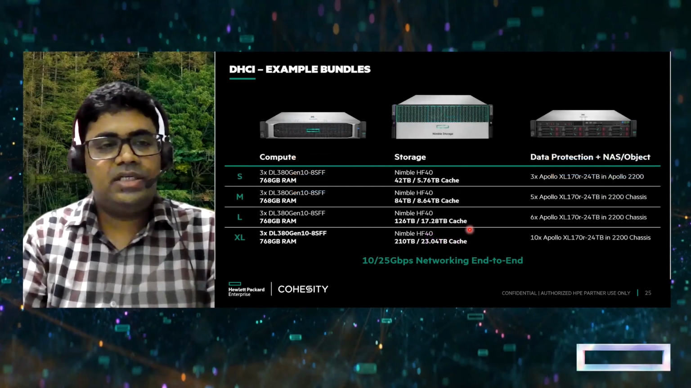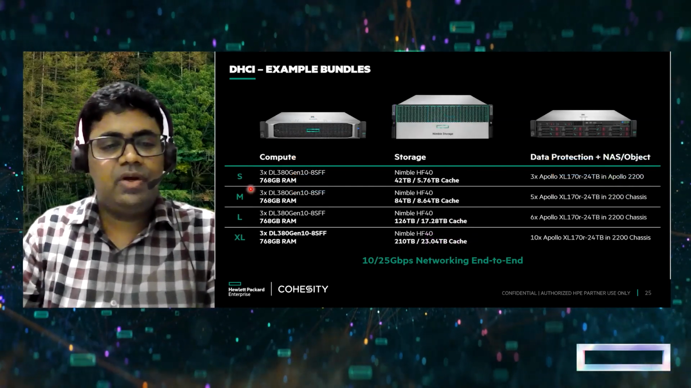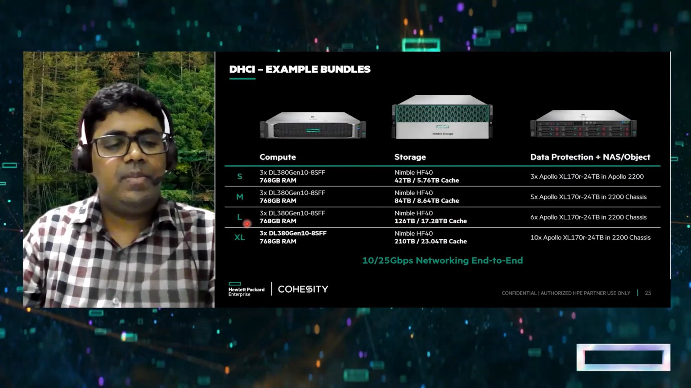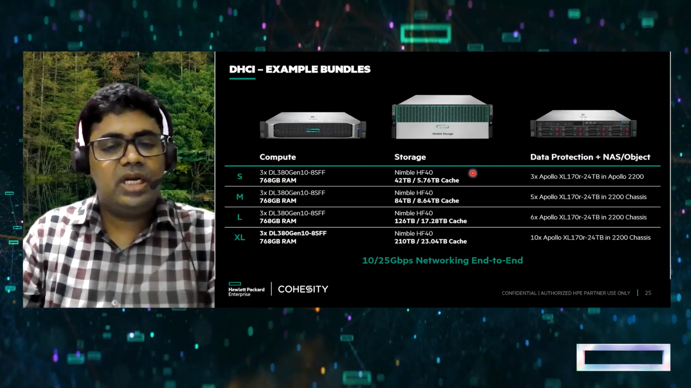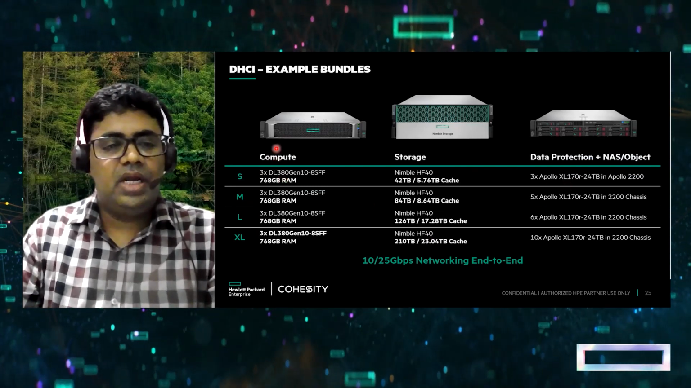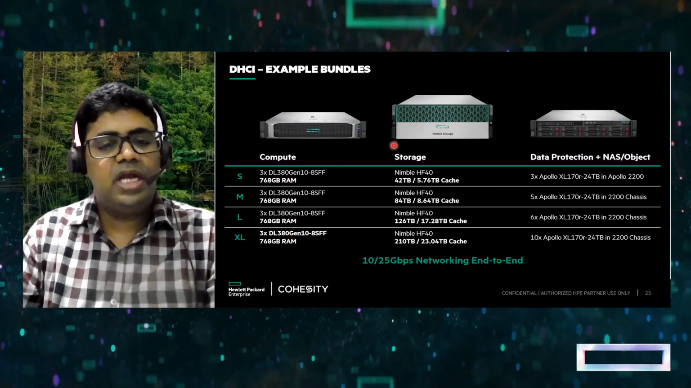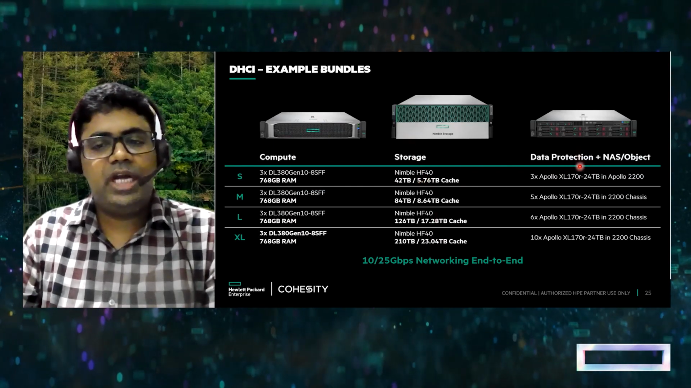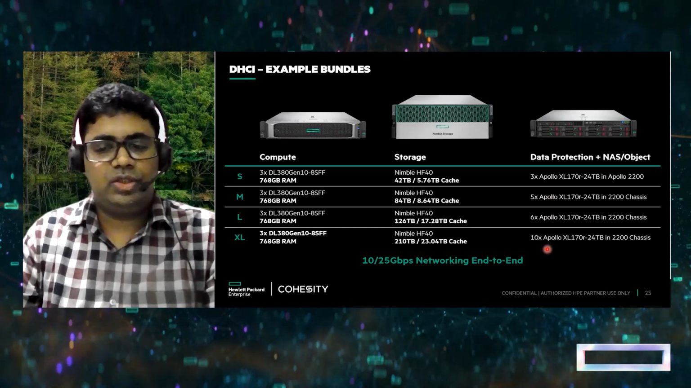Another architecture within this, there is an example bundle. In some scenarios, it's the same as t-shirt sizing: small, medium, large, and X large. Depending on the customer requirement, we can choose the respective configurations. For the compute environment, we can choose DL380 Generation 10 models. When it comes to the storage, we can use Nimble high flash arrays, and also for data protection plus NAS object, we can go with Apollo storage models.